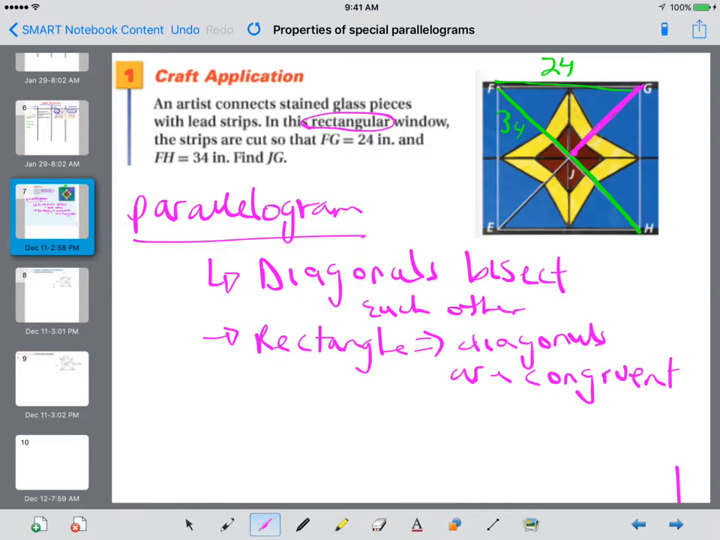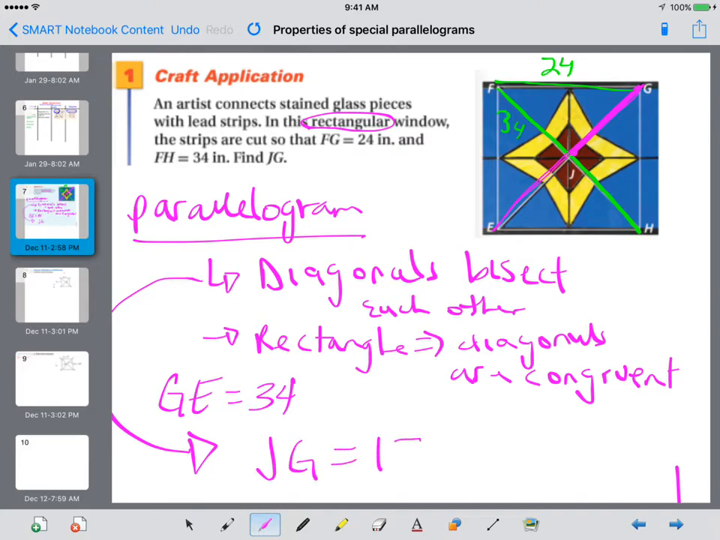So therefore, if FH is 34, then GE equals 34. And because the diagonals are equal and they bisect each other, that means they cut it in half. From J to G is going to be half of 34, which is 17. So it's important to look back at your math dictionary to figure out your words and properties that we're going to use to assess here.